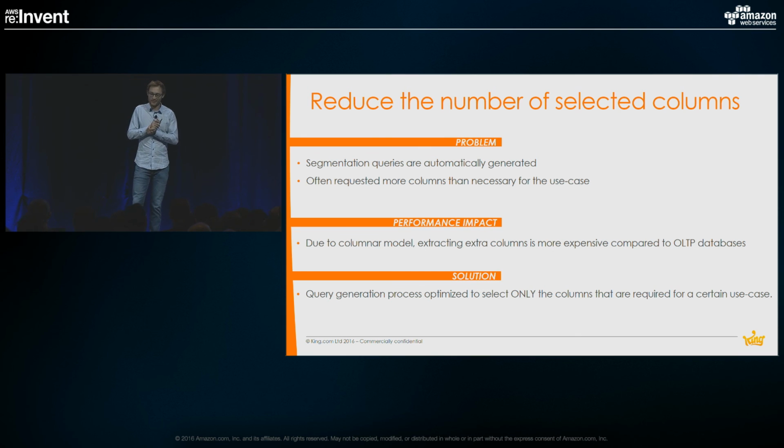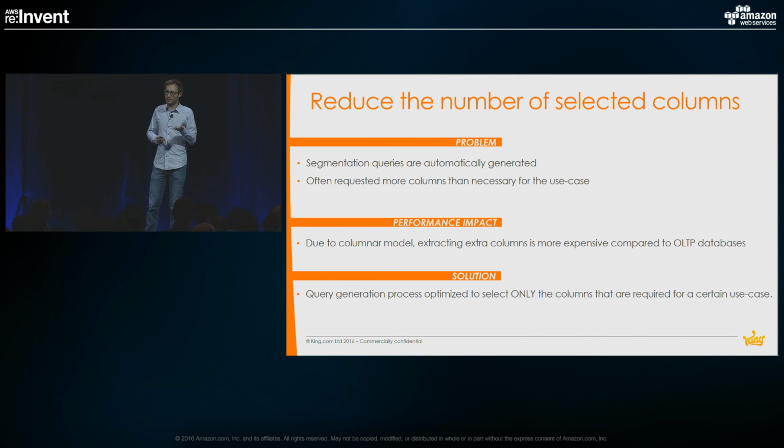Now, this is a funny one. Reduce the number of selected columns. For those of you who have only used columnar data stores, this one is probably extremely obvious. We've come from Postgres, so an OLTP background. And obviously with OLTP databases, you don't really get a performance penalty if you select more columns than you actually need, because you've already got the row with all the information you need.